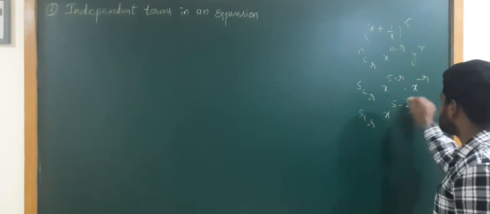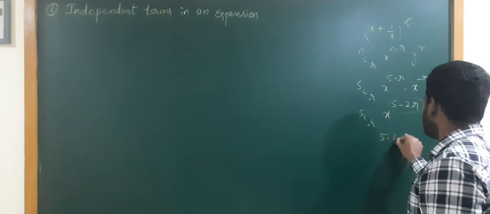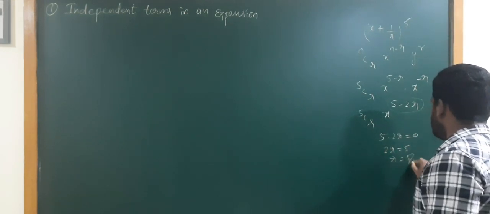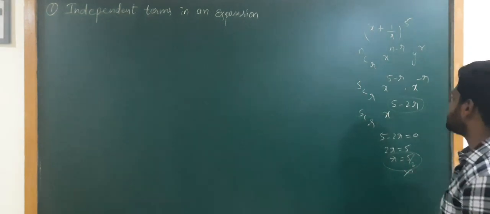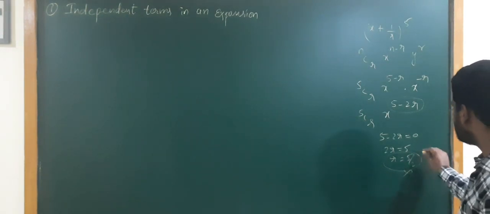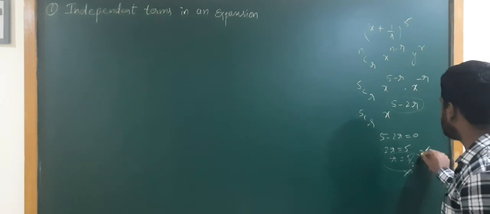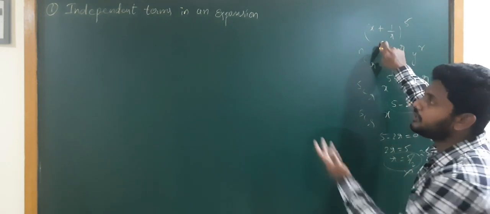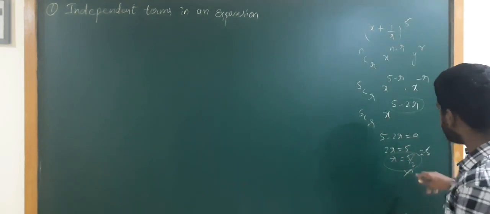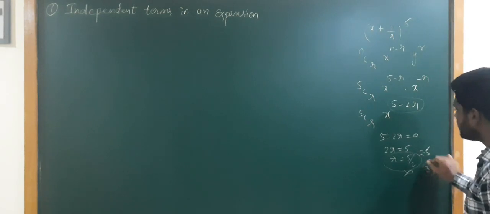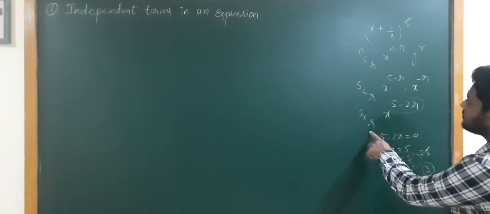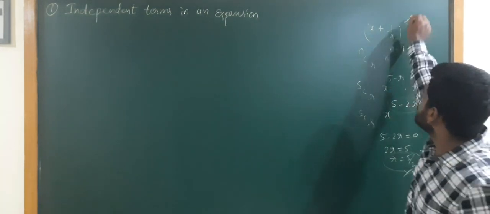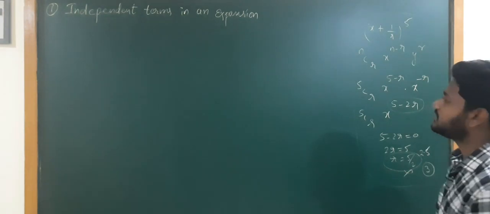If we equate the power to 0, 5 minus 2r equals 0, so 2r equals 5 and r equals 5/2. That is a fraction, r equals 2.5, and we cannot get 2.5. So in this expansion there is no independent term. Like that we need to find. For example, if we got r equal to 3, then we substitute r value 3, and the fourth term is the term independent of x. So this is the general method.